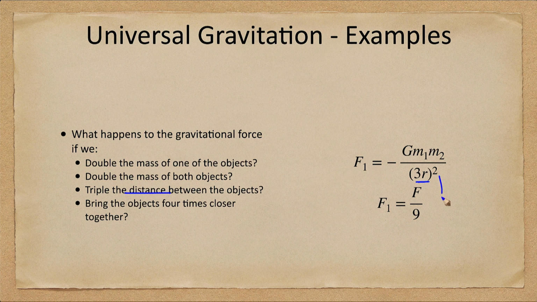And this is the inverse square law. So it doesn't just drop off as the distance. You don't double the distance and that doesn't mean half the force. It actually, if you triple the distance, it is 1/9 the force.